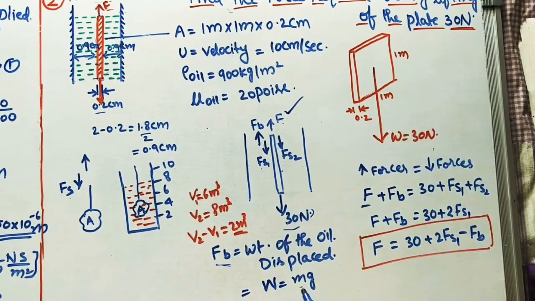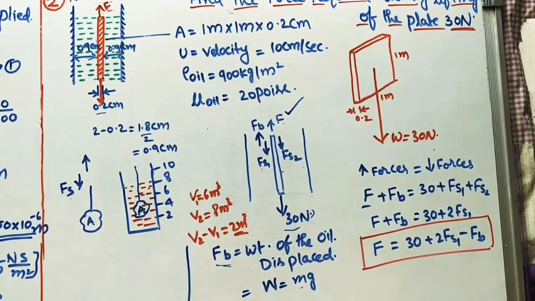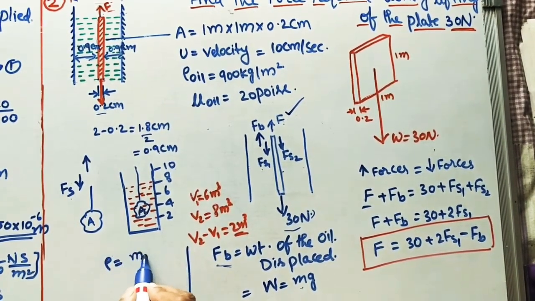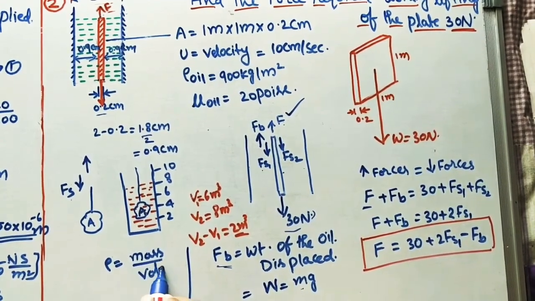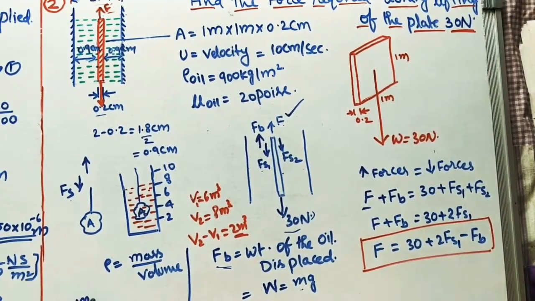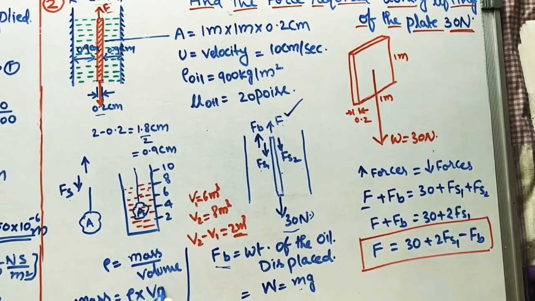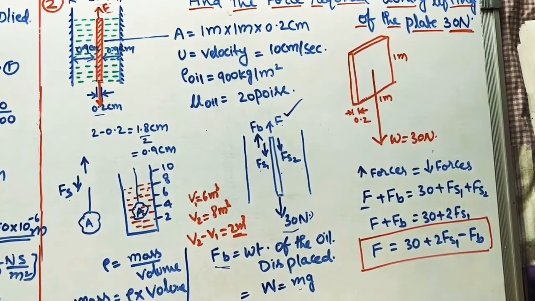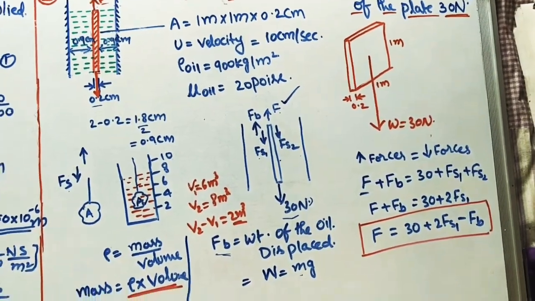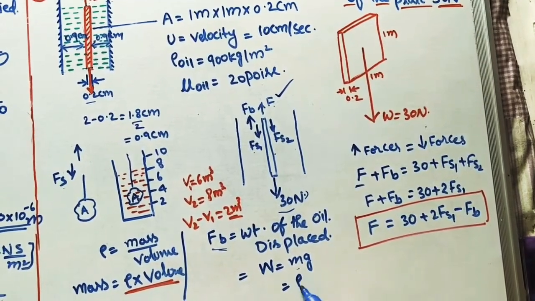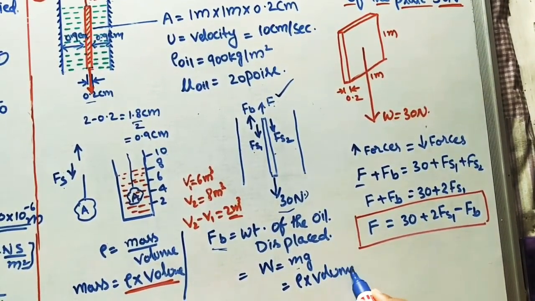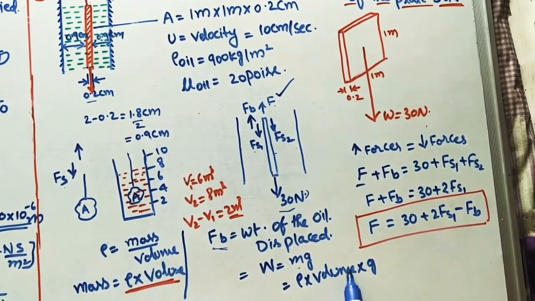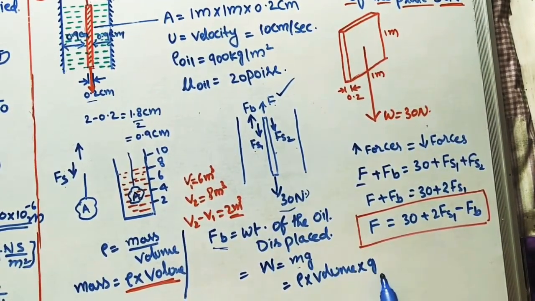Okay, so we have one formula by using the density. Density is given for the oil. Density is equal to mass by volume. We don't know the mass here, so by using this, mass is equal to rho into volume. Now substitute this mass value in this equation. So what are we getting? M is equal to rho into the volume of oil displaced, or volume of the plate. Both are the same. Here g I am keeping as it is.